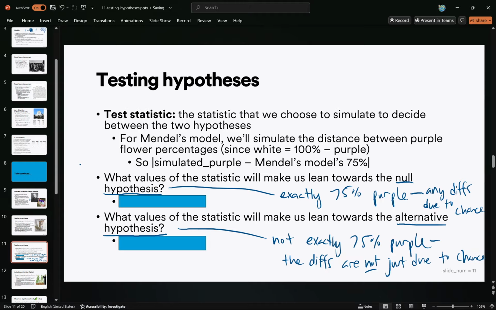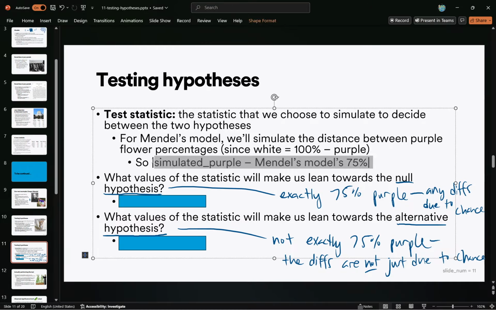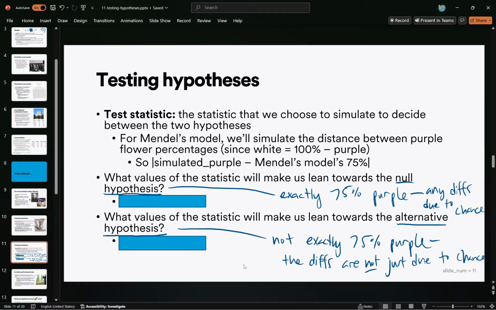All right. So with those definitions for the null hypothesis and the alternative hypothesis, if this is the number we're calculating every time we simulate a bunch of flowers, the absolute value of the simulated purple percentage minus the 75% the model was meant to predict, what values would support the null hypothesis and what values would lean towards the alternative hypothesis, thinking that maybe it's not 75%, maybe it's something different? Do we have any ideas about that? Any thoughts? What should it be?